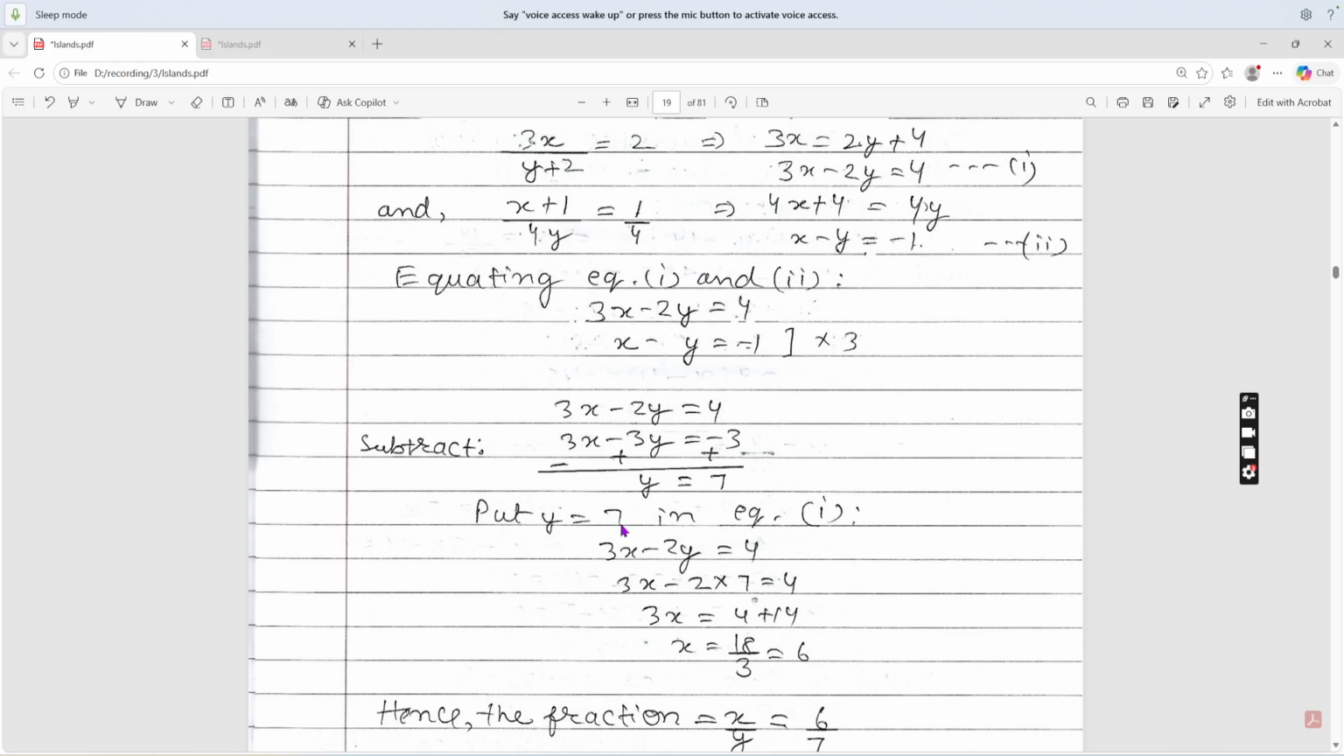Now we are going to put y is equal to 7 in equation 1. What is the first equation? 3x minus 2y is equal to 4.